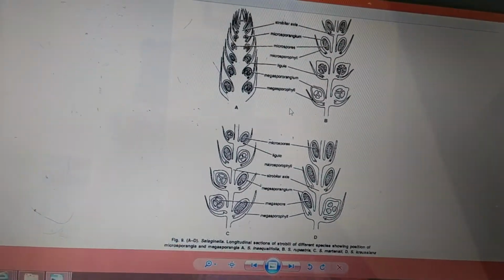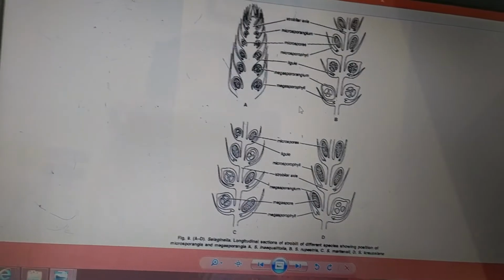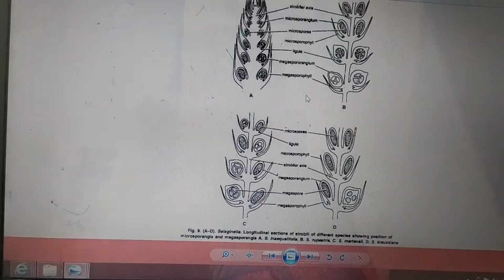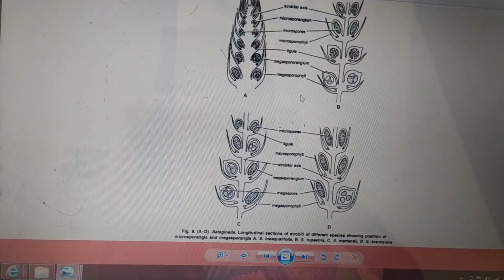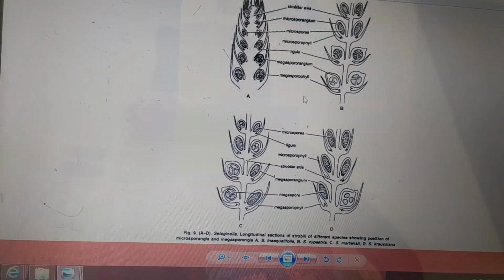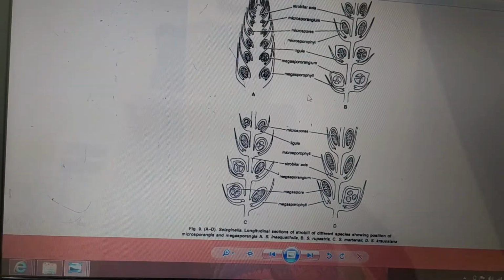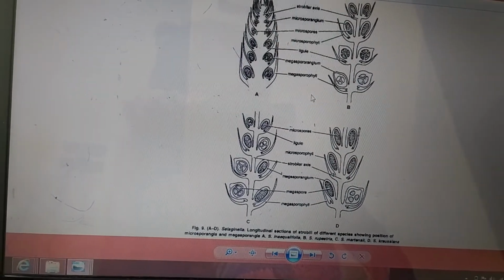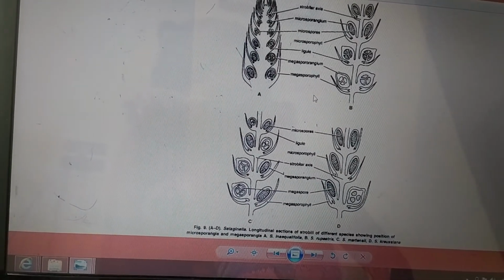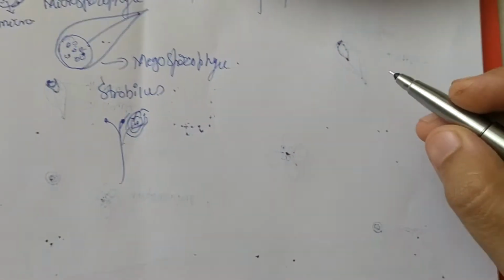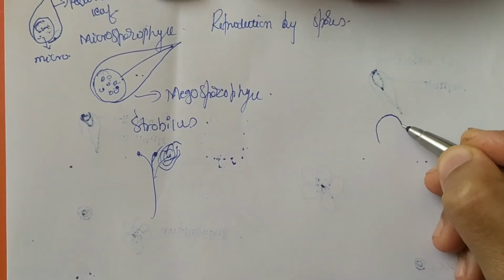Now to begin with the structure of the microsporangium. Each microsporangium has a stalk. With the stalk it attaches to the dorsal surface of the fertile leaf. Each sporangium is an elongated structure with a stalk. The color of the microsporangium varies from red to yellow to brown in different species. The wall is two layered here.